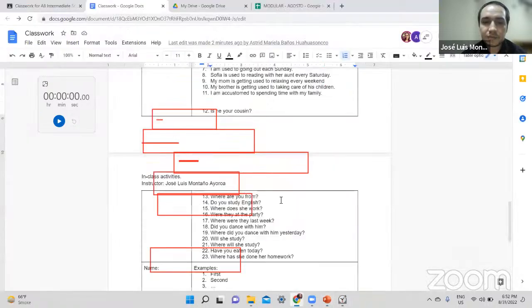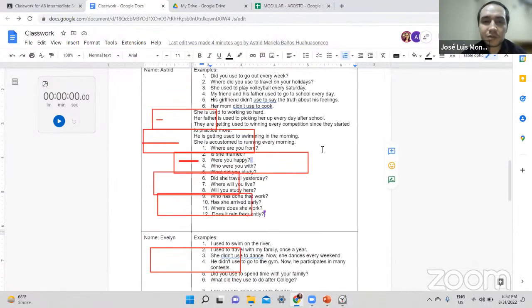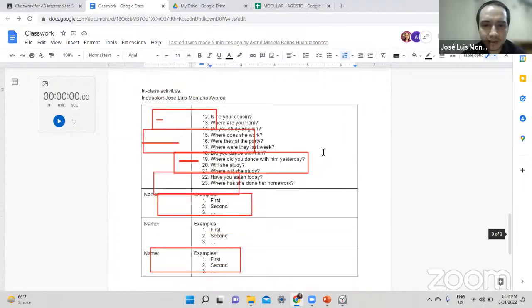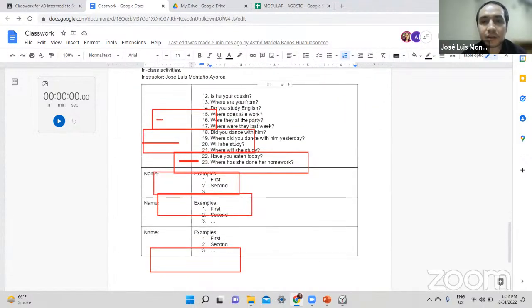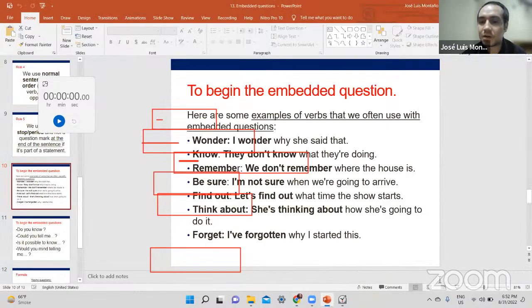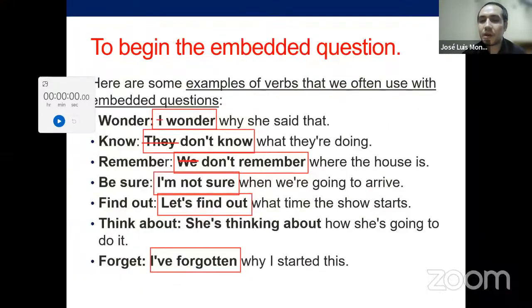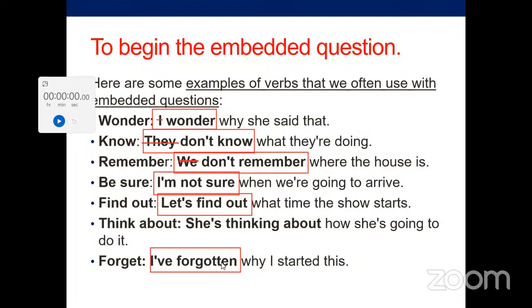So, if the question is, I'm going to start with you, Evelyn. In this question, where does she work? Okay, where does she work? How do you change where does she work to an embedded question, Evelyn, using one of these introductory statements? What do you say, Evelyn? Where does she work? I don't know where does she work.